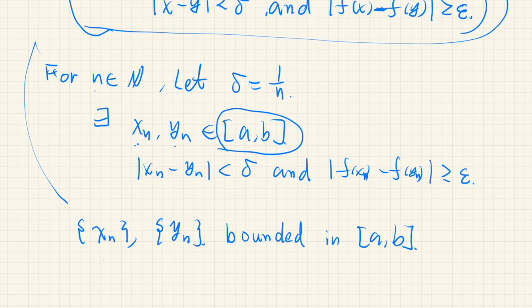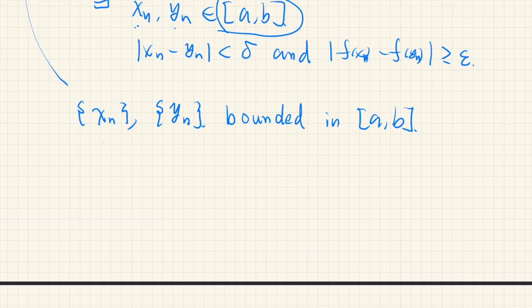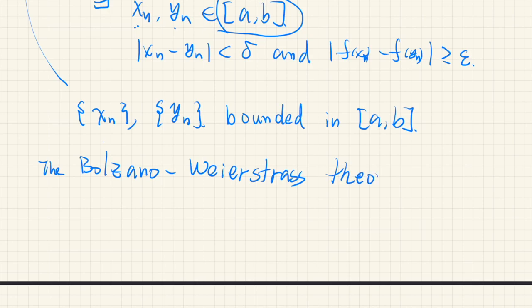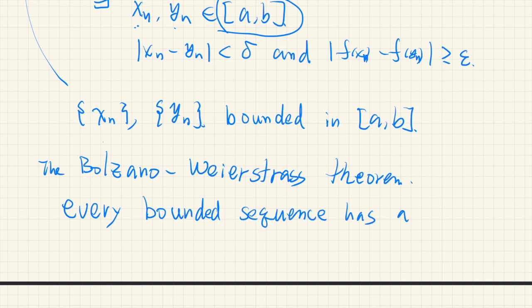Now, there is this nice theorem called the Bolzano-Weierstrass theorem that says every bounded sequence has a converging subsequence.